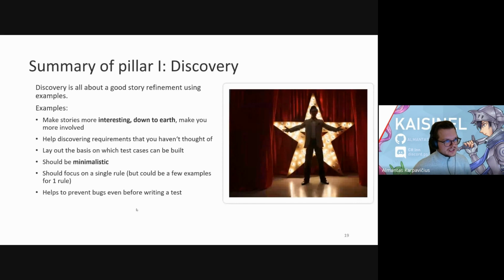Don't use Gherkin in those examples. Just make them minimalistic. And like this, you will help with discovering what you may have not considered in a user story. And it also lays out a good basis for you to take those examples and formulate test scenarios out of them. So when writing examples, focus on a single rule. Don't make too many redundant examples. Just one example, one rule, one example, one acceptance criteria. And like this, we prevent bugs before even writing a test.